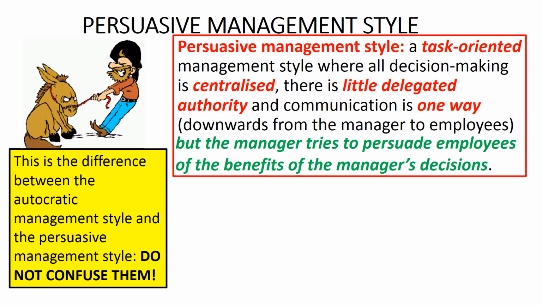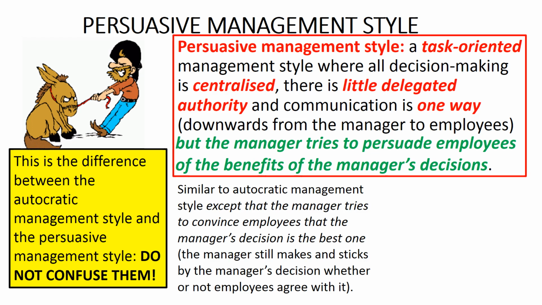The green, bold, italicized words are critical because these describe the difference between the autocratic management style and the persuasive management style. So again, you must include these words in any definition that you write of the persuasive management style. To reiterate, the persuasive management style is very similar to the autocratic management style, except that under the persuasive management style, the manager tries to convince employees that the manager's decision is the best one.